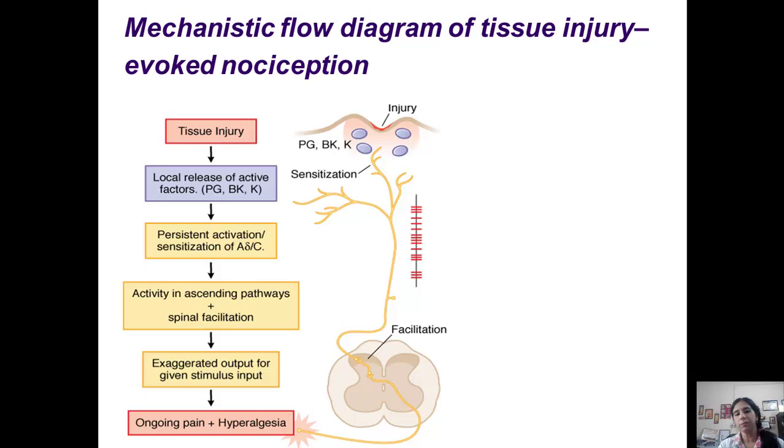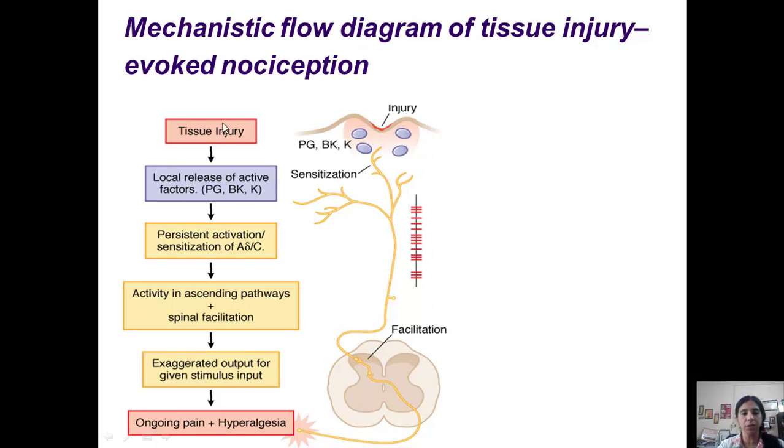So coming to the ascending pain pathway, this is the mechanistic flow diagram of tissue injury evoked nociception. As you know, tissue injury brings about the release of prostaglandins, bradykinins and other kinins, making a major nociceptive input, and the peripheral analgesics like NSAIDs block the production of prostaglandins.